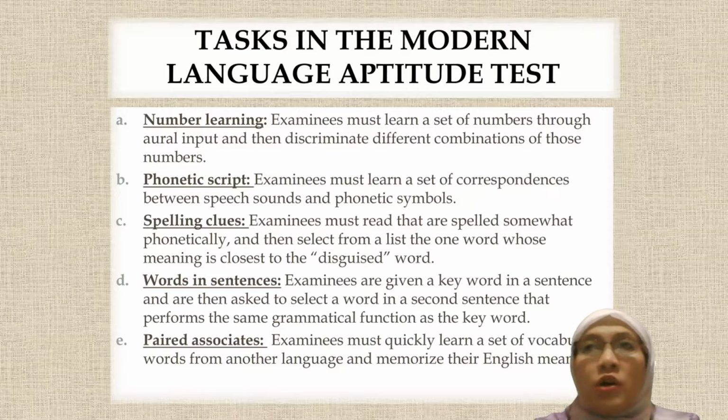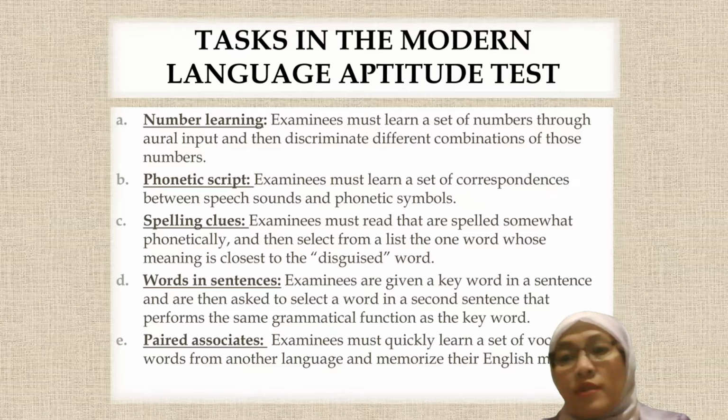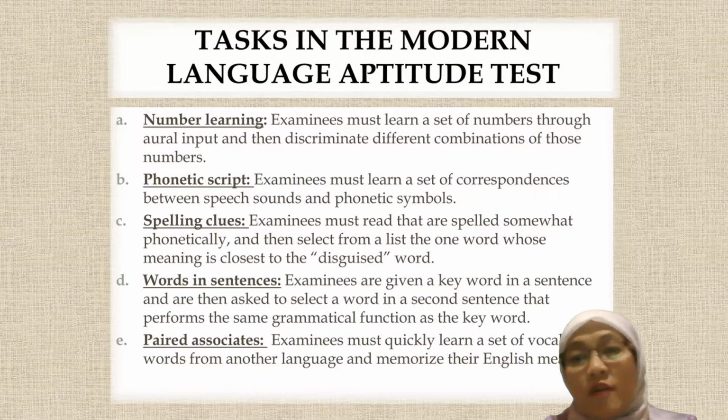And then on the test problem, they will be given a sentence. They will have to choose which one of the words in the sentence is a verb that has the same function as the example. And then the next one is paired associates. Examinees must quickly learn a set of vocabulary words from another language and memorize their English meanings.